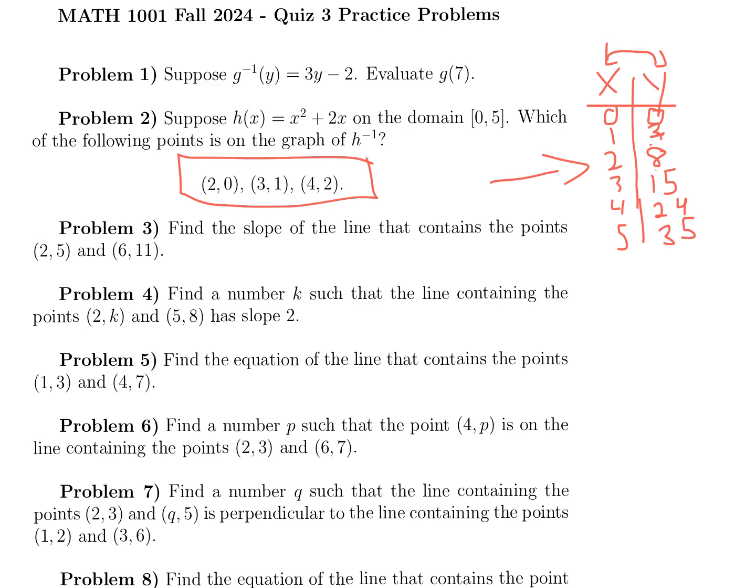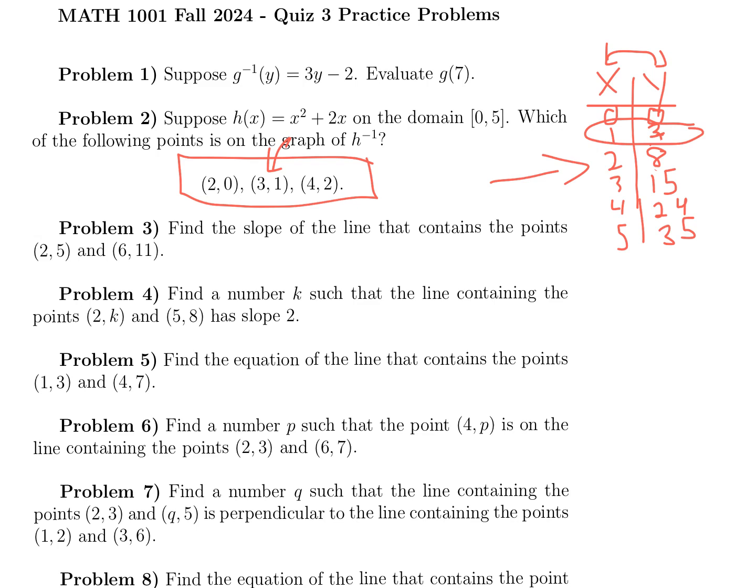So for instance, I've got 1, 3, and so 3, 1 would be the inverse because the y and the x have traded places. There's no other point where I've got a point in the opposite order, like 0, 2 I don't have in my chart, and 2, 4 I don't have in my chart. So that's why 3, 1 is the only point that would meet that criteria.